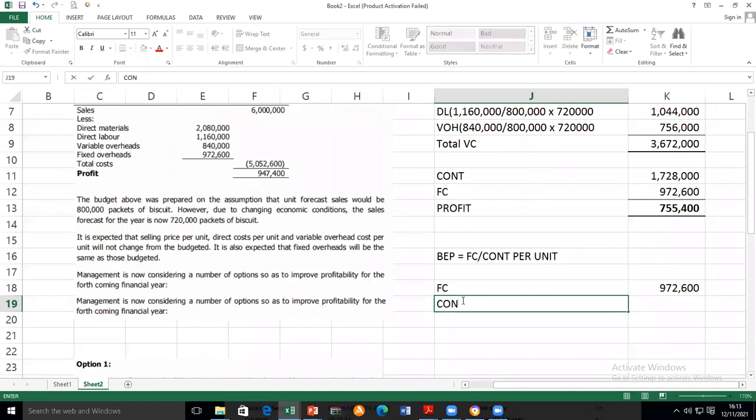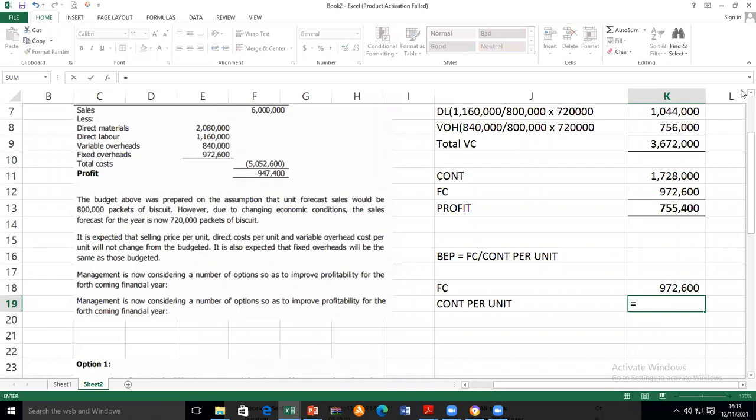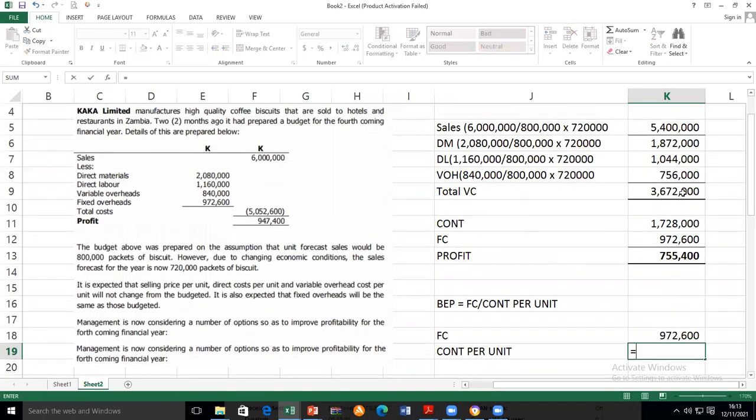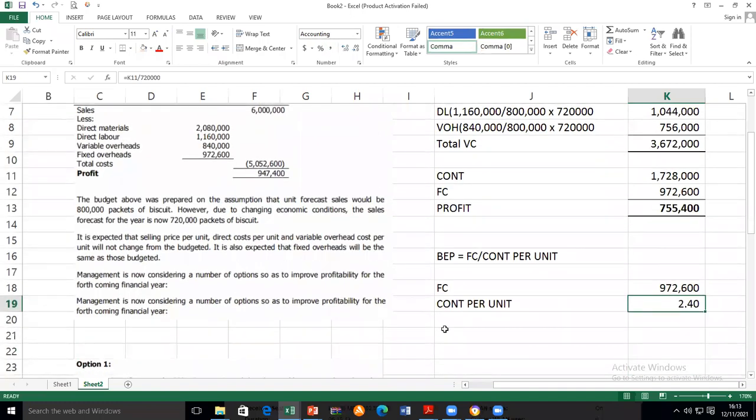Contribution per unit equals this figure that you have here, divided by how many units? 720. So the break-even point then is that divided by that. So that's your break-even point.